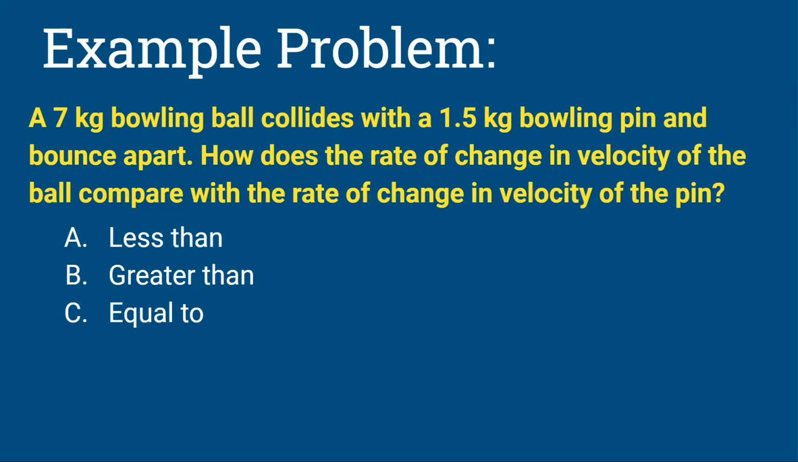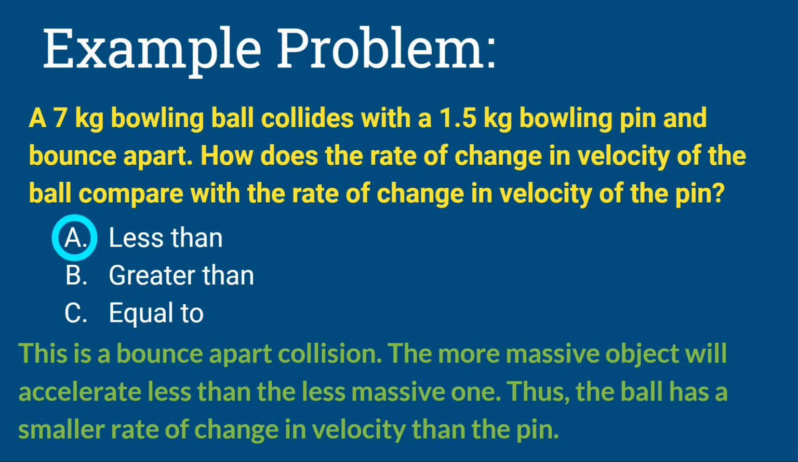The pin. Whichever one has less mass, which in this case is the pin, is going to accelerate more, but that's not what the question's asking. It says, how does the ball compare? Therefore, the ball is less because the pin is more. So the ball's acceleration is less than the acceleration of the pin. This is an example of a bounce-apart collision. Again, the more massive object, that's the ball, will accelerate less than the less massive one. Thus, the ball has a smaller rate of change in velocity than the pin.